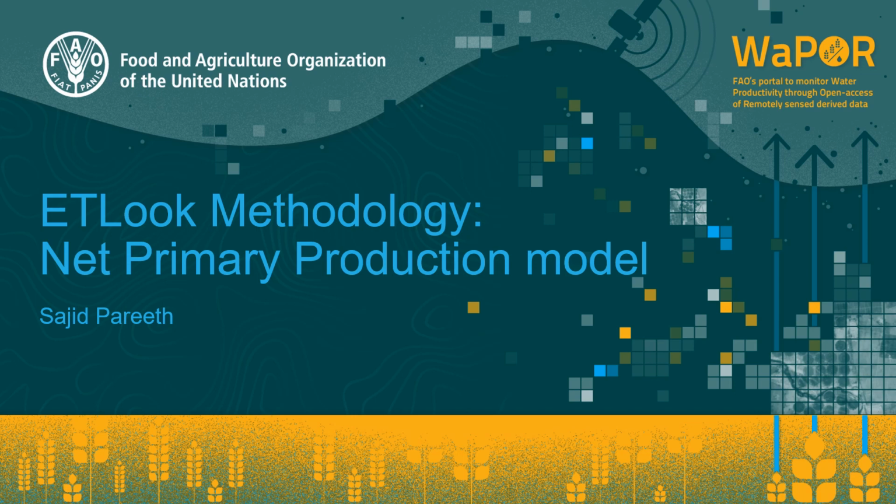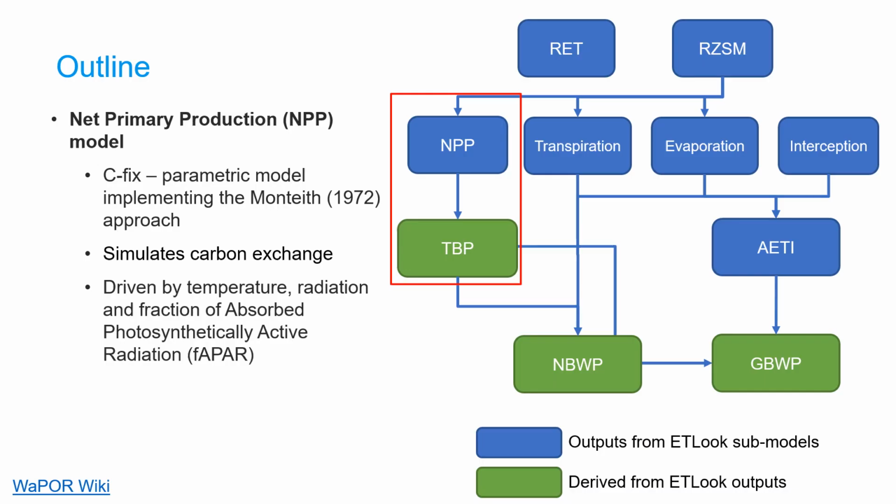In this lecture, I will explain the methodology used in WAPOR to compute net primary production, which is a direct proxy to biomass production. The block diagram shown in this figure shows the major data components of WAPOR database. In this lecture, I will be focusing on net primary production and total biomass production and the methodology behind the computation of these two parameters.